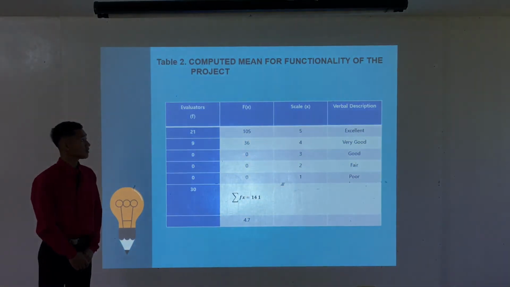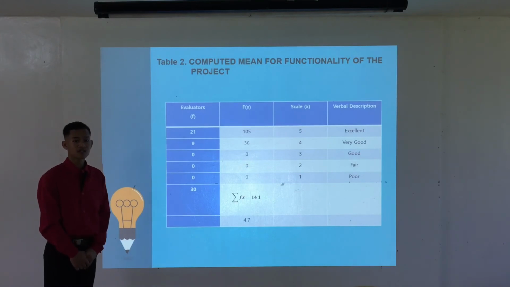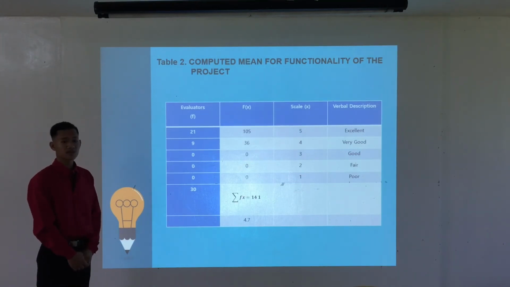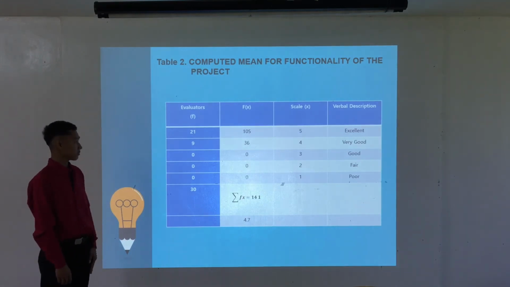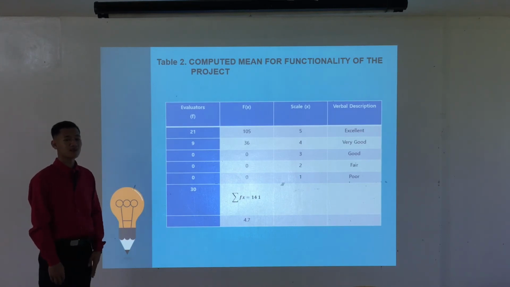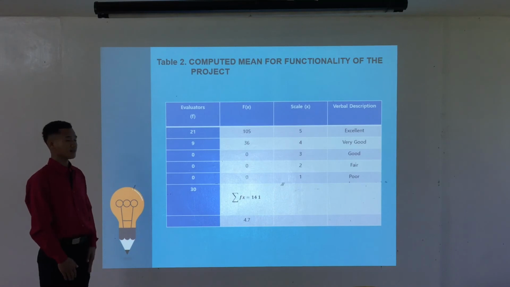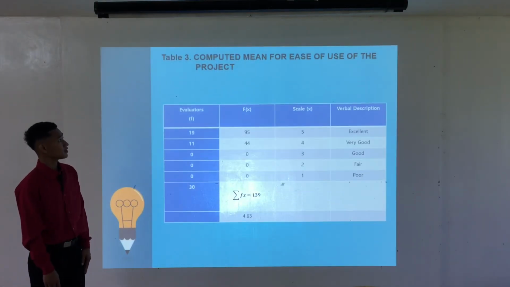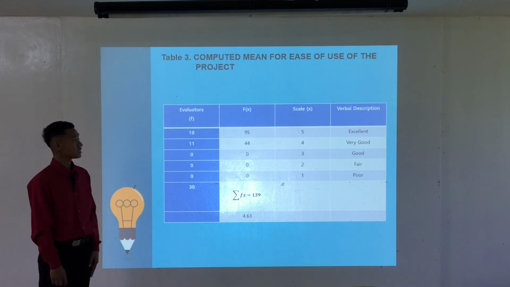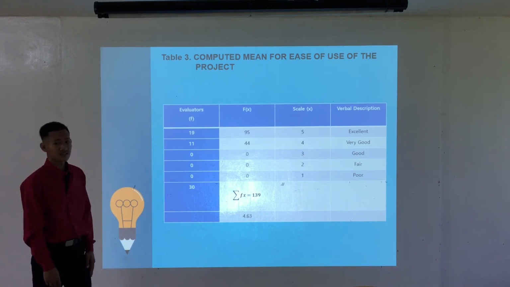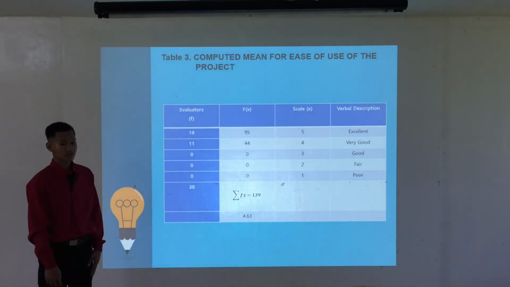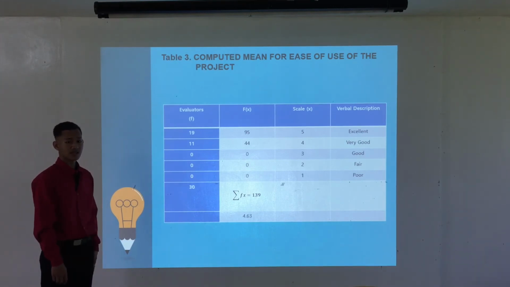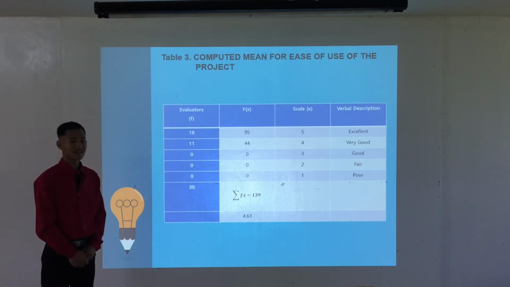For the computed mean for the functionality of the project, out of 30 respondents, 21 rated the project as excellent, and 9 respondents rated the functionality of the project as very good, and the calculated mean is 4.7, interpreted as excellent. Next is the computed mean for the ease of use of the project. Out of the 30 respondents, 19 rated the project as excellent, and 11 respondents rated the ease of use of the project as very good. The calculated mean is 4.7, interpreted as excellent.